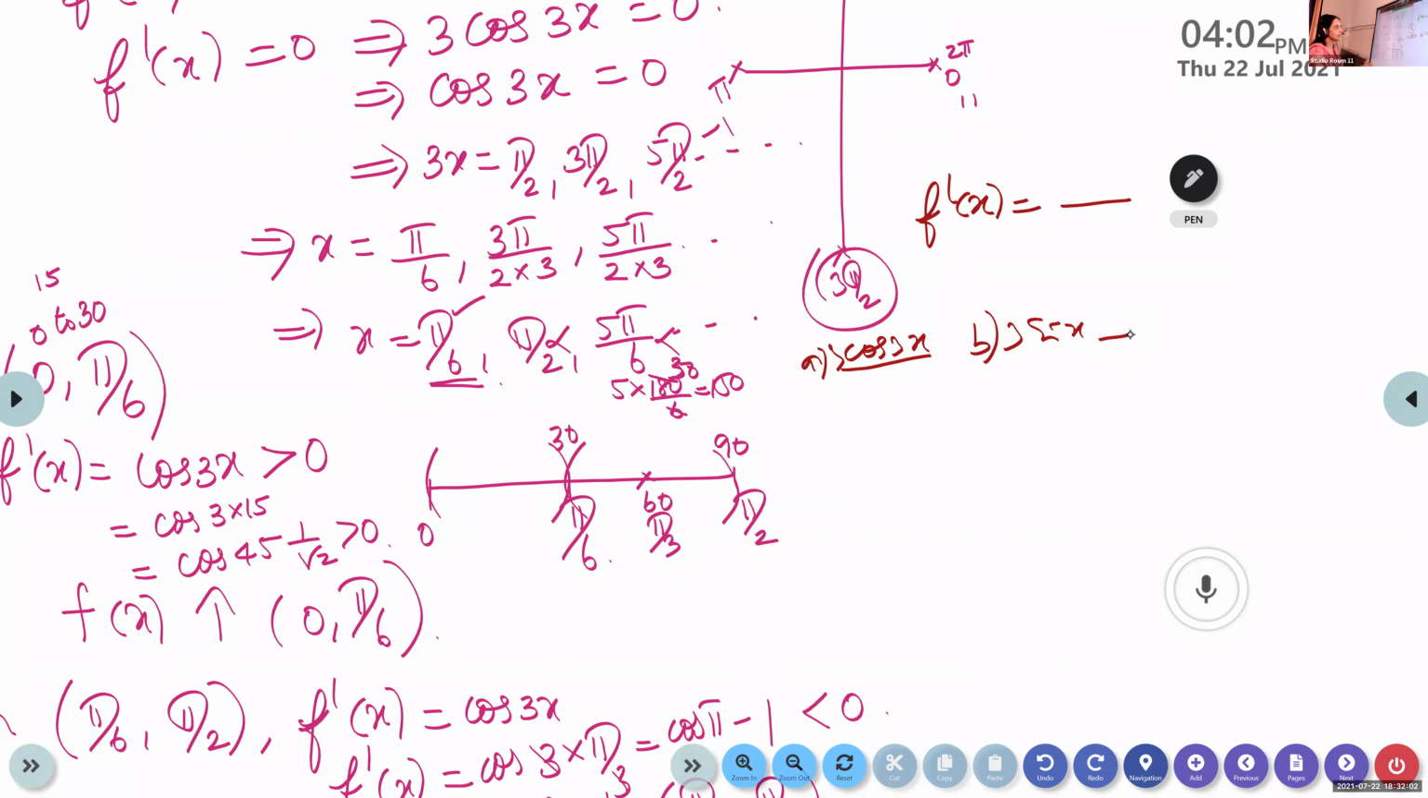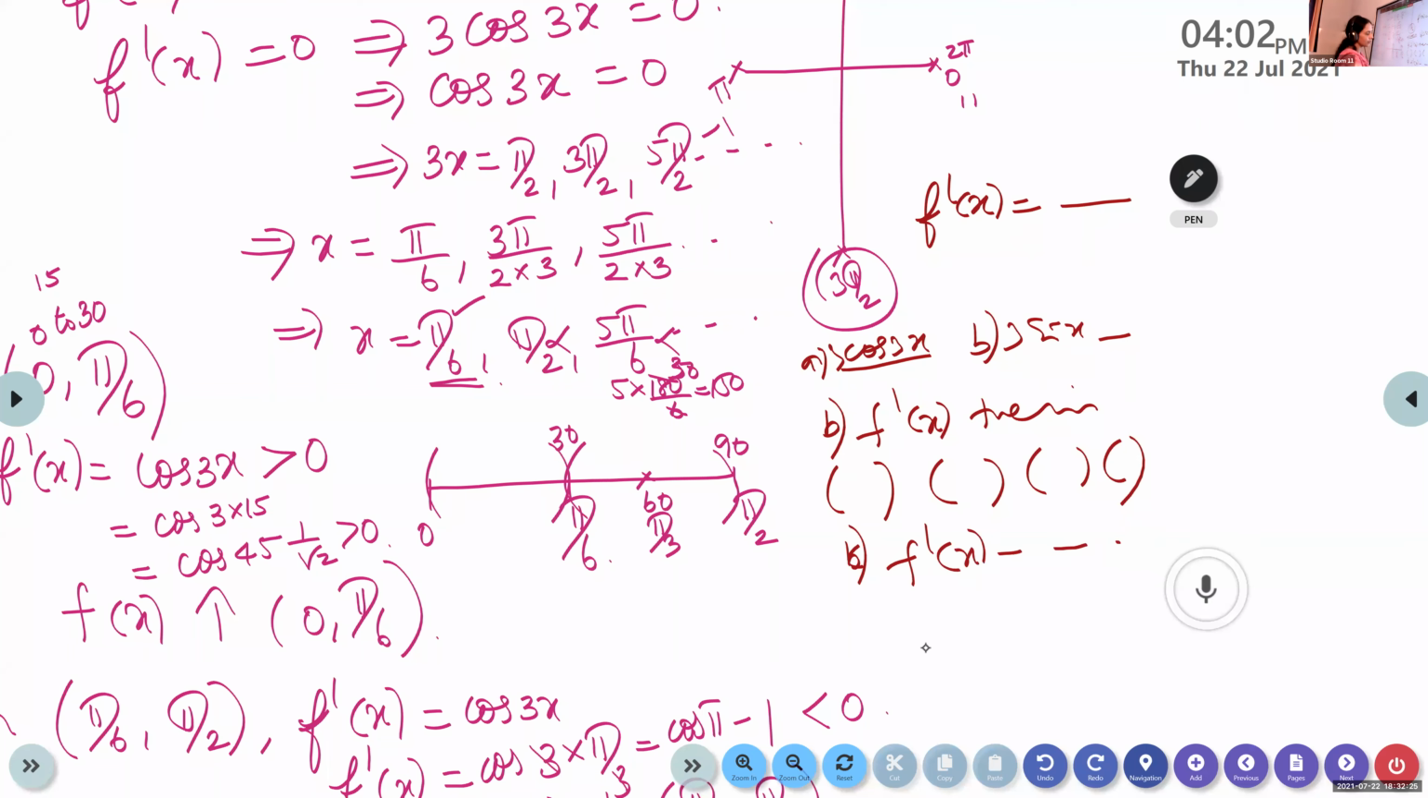Okay, then the second part, is it clear? The second part will be: f dash of x is positive in which of the intervals? Four intervals will be given. If you solve this completely, only then will you be able to do these case study questions. Then the third one will be: f dash of x is negative in which of the intervals? It will be a continuation only. Then the fourth one: f of x is increasing in which intervals?